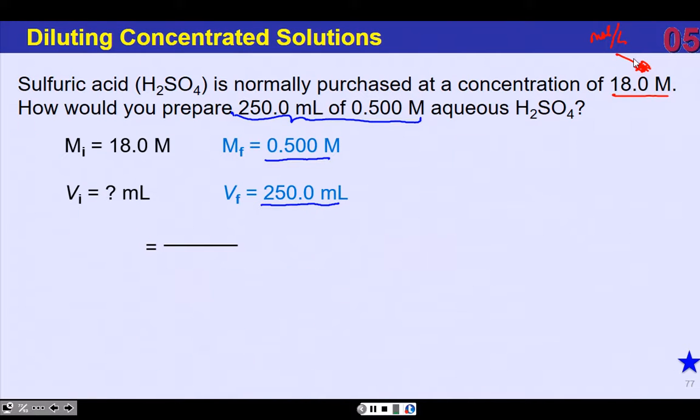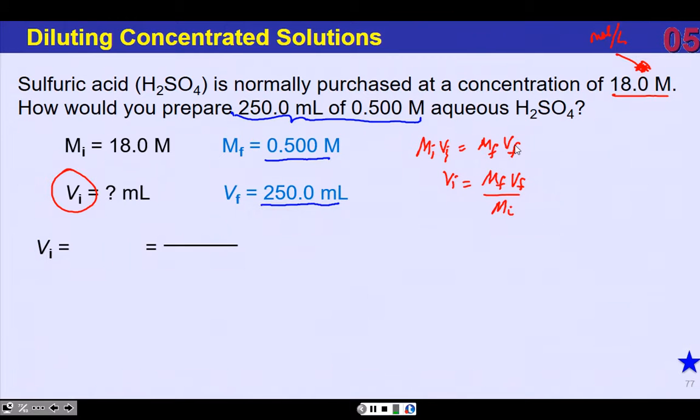The volume of the initial solution, I didn't say that correctly, that would be diluted to make this new solution. All right, so where do we begin? Think about the equation. And it's very easy if you think about it this way. MiVi equals MfVf. And what we're looking for is Vi. So Vi, the initial volume that we're going to use to dilute, will be final molarity times the final volume divided by the initial molarity.